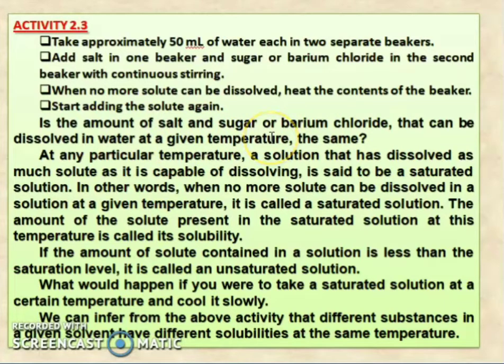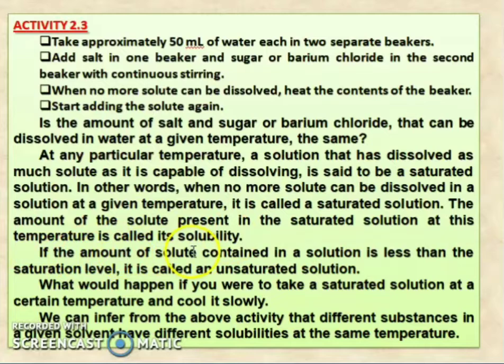At any particular temperature, a solution that has dissolved as much solid as it is capable of dissolving is said to be a saturated solution. In other words, when no more solid can be dissolved in a solution at a given temperature, it is called a saturated solution. The amount of solid present in the saturated solution at this temperature is called solubility, as we have seen in a previous video.